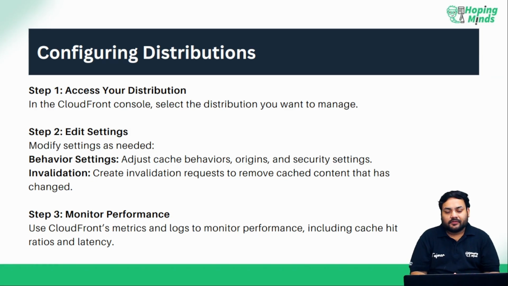In this session we are going to understand how we can configure our distribution further. We have a few steps by which we can configure it. First, access your distribution, the one you are going to configure. Then we can edit the settings, and also we can monitor the performance of our CloudFront CDN. We are going to do that practically, so without wasting time, let's go to our AWS console and configure it.